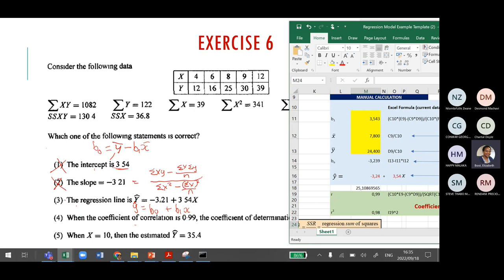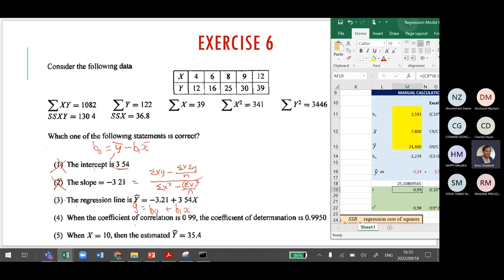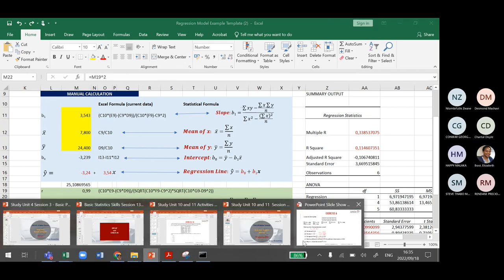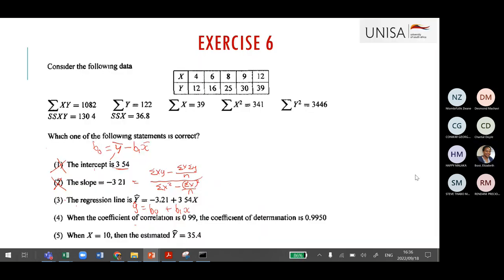The coefficient of correlation is 0.99. You can see the answer there is 0.99. Therefore, the coefficient of determination is 0.99. We can also double check that. It says it's 9.8. Going back, you can see that that is not correct. Even if you take your calculator and take 0.99 squared, you won't find 0.9950 as well. So that is incorrect.